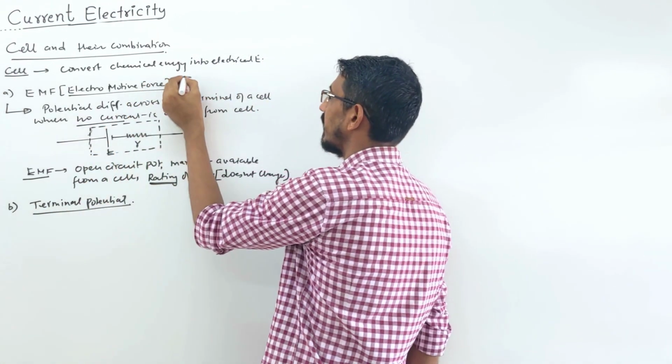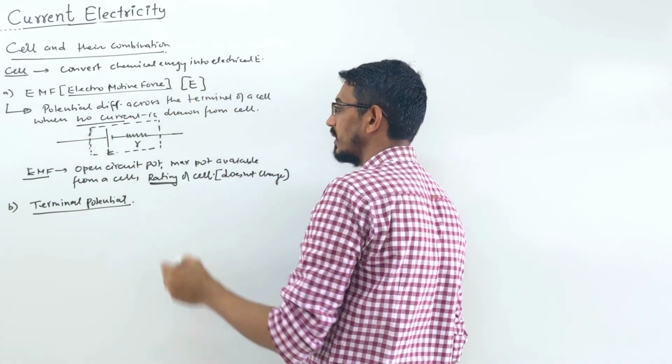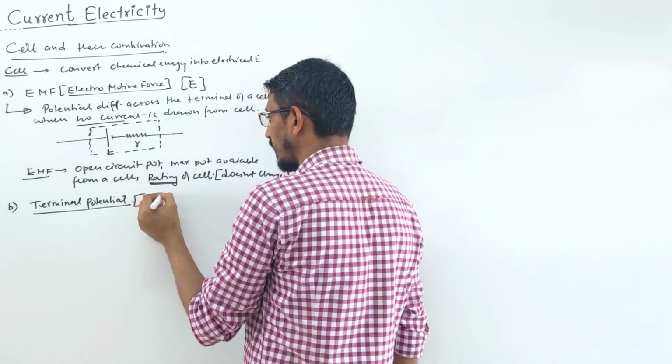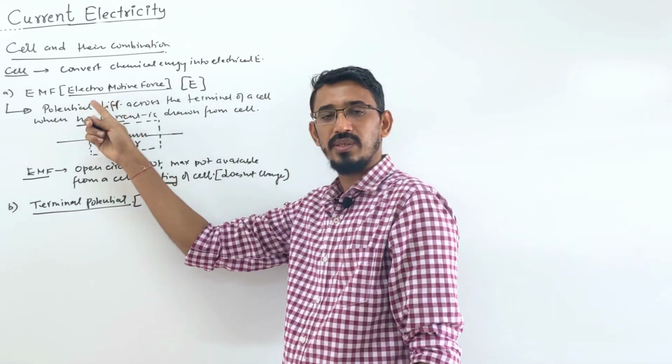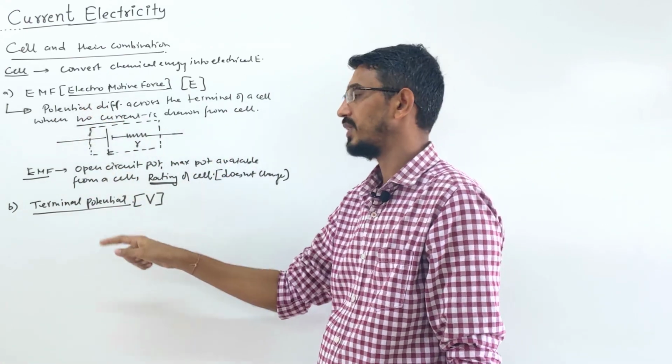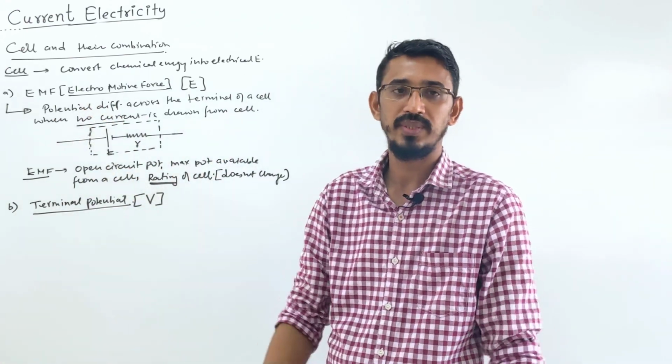This we represent by capital E symbol. Yes, this we represent by capital V symbol, right? So what is terminal potential? This is also potential only. It's a potential when no current is flowing. This is a potential when current is drawn from the circuit.